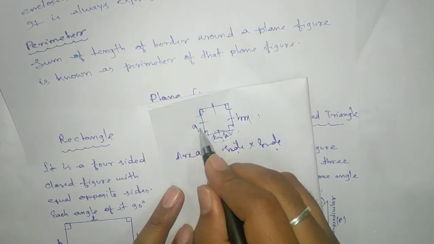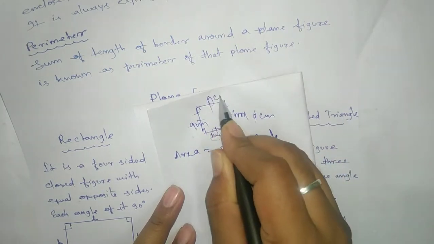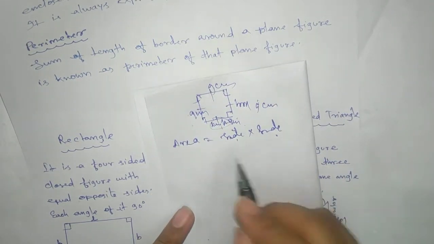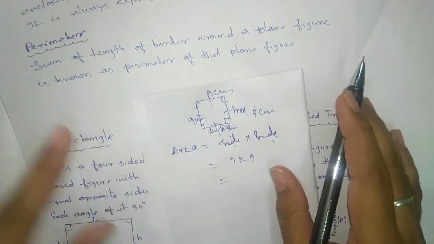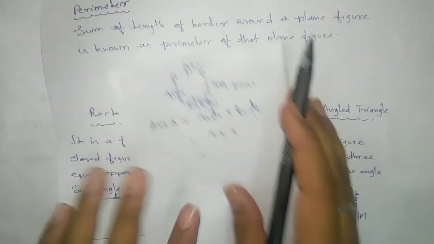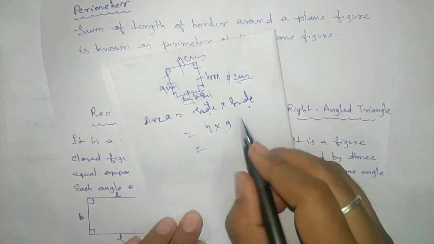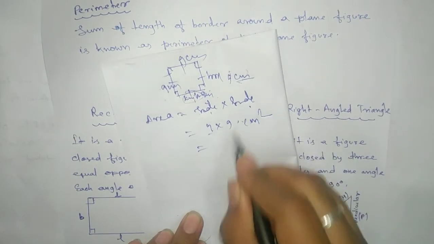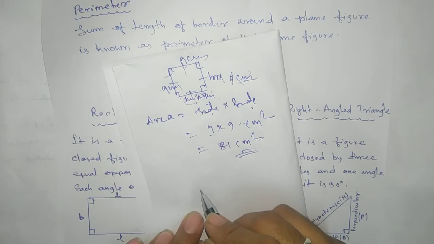If we take 9 centimeter, then it must be 9 centimeter on every side. The area is side into side, that means 9 into 9. Here we have already discussed that it is always expressed in square unit. Square unit means, here we have centimeter unit, so it will be centimeter into centimeter, that means centimeter square. 9 nines are 81 centimeter square. This is the square unit we need to write.